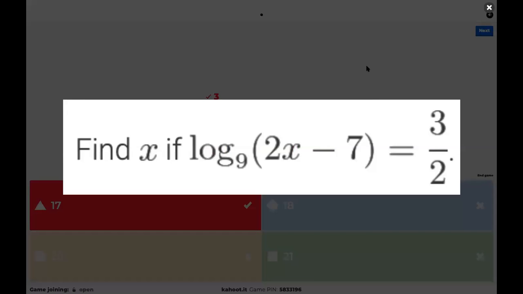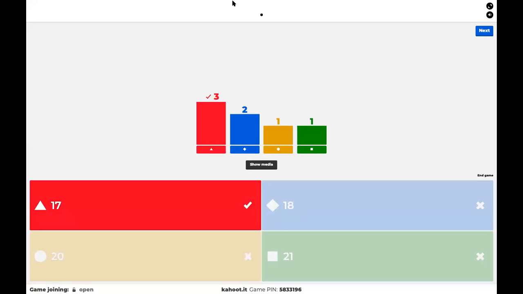Okay, so let's first find what 2x minus 7 is. So that would be 9 to the 3 halves. 9 to the half power is 3. 3 to the third is 27. And then that means we get 2x minus 7 equals 27. And if we solve that, that gives us 17.